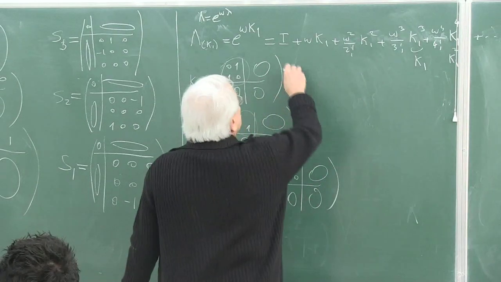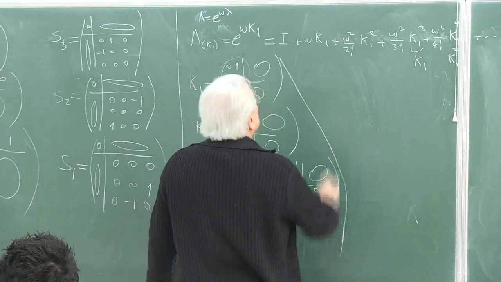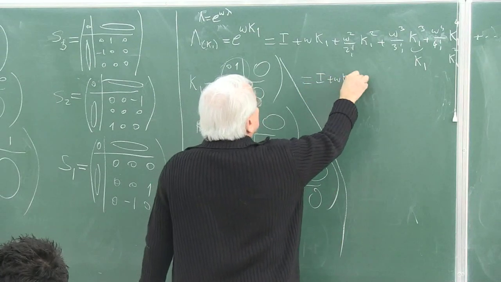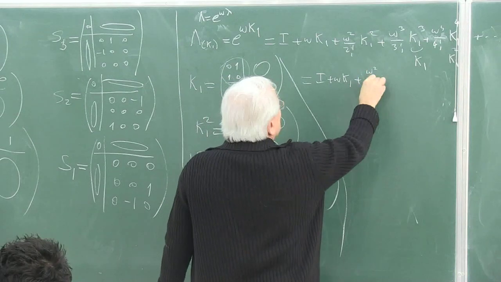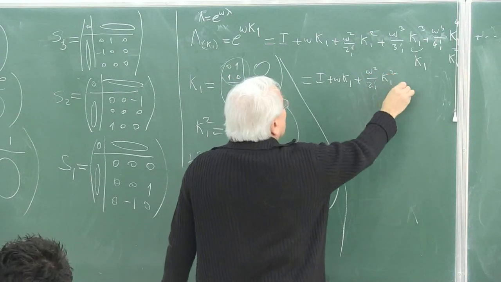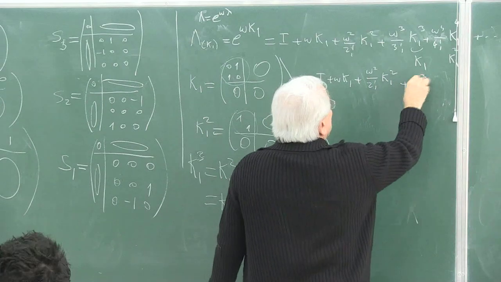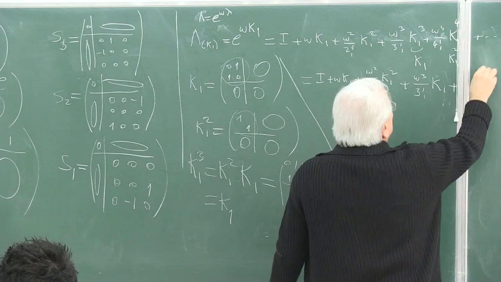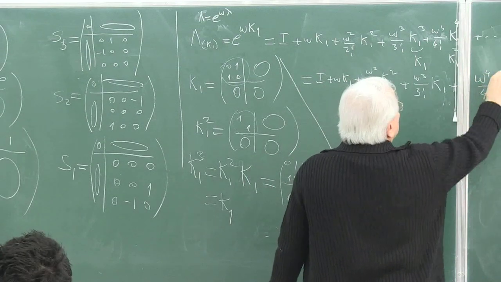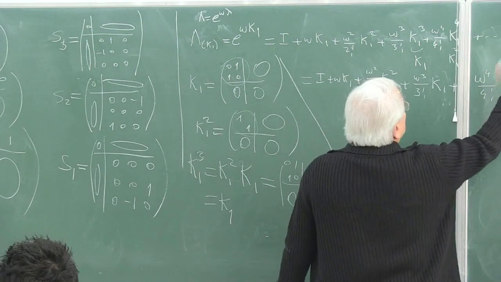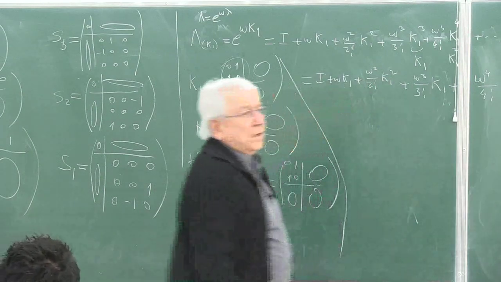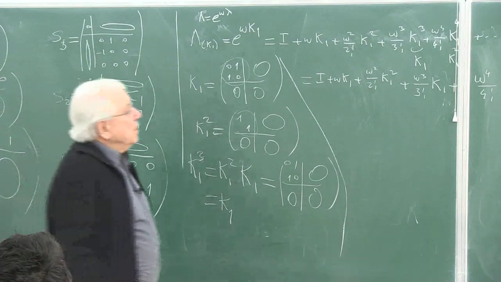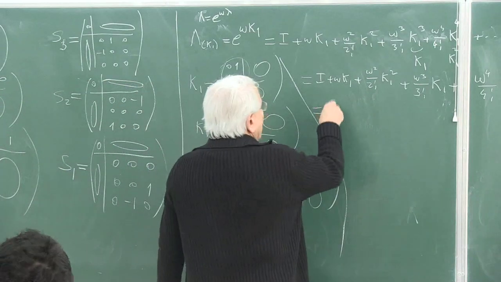So what do I have? Let me write it as identity plus omega K1 plus omega squared over 2 K1 squared plus omega cube over 3 factorial K1 plus omega to the 4 over 4 factorial K1 squared, etc. It goes in that manner, right? K1, K1 squared, K1, K1 squared. So we sort of feel how it is going now.